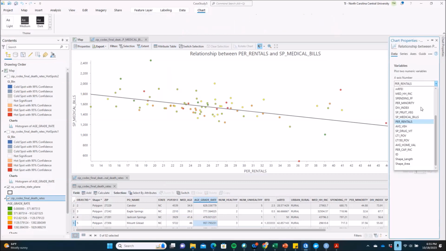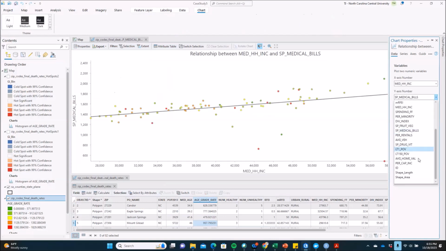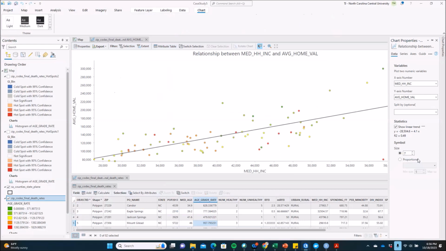And so I can look at things like the relationship between median household income and your average home value. Well, that makes sense, right? Areas where the income is higher have higher home values. That kind of makes sense, right? And you can see right here, it's got an r squared equal to 0.49, and it's got this y equals negative 28.5046 plus 4.1x. So this is y equals mx plus b. It's showing up here in ArcGIS Pro.